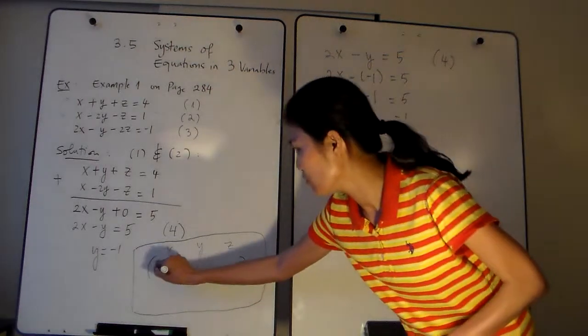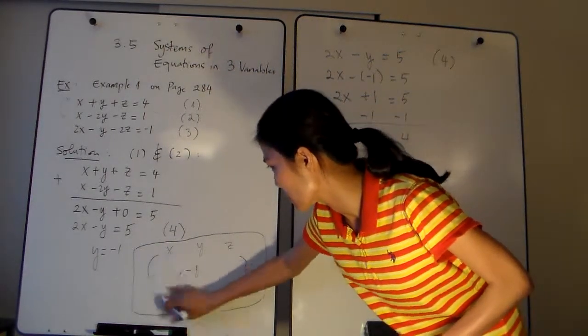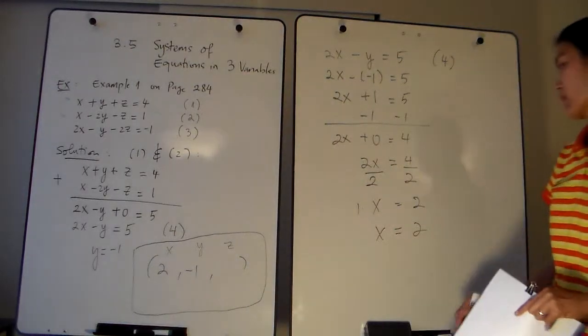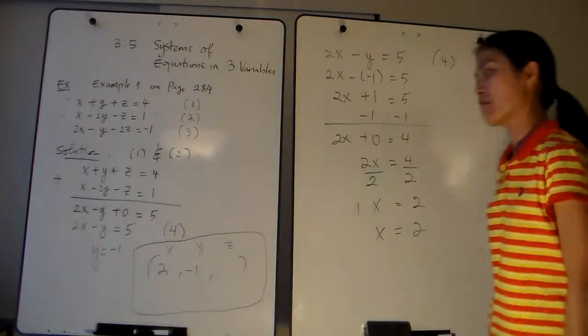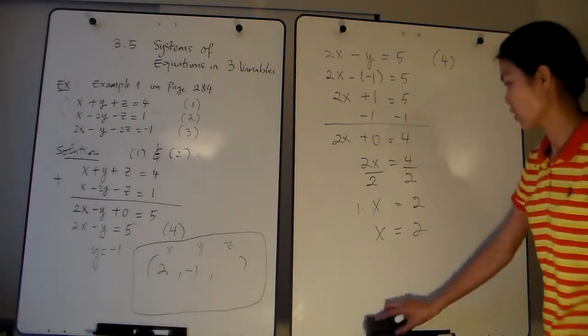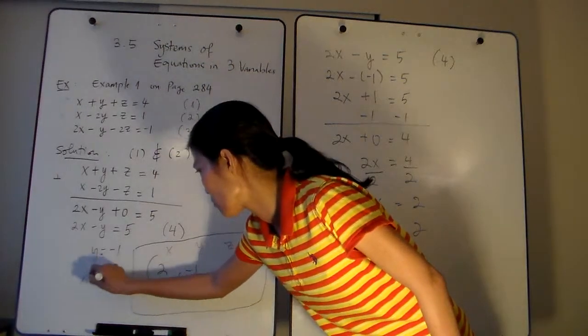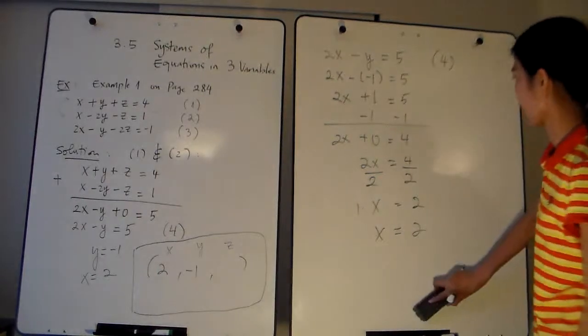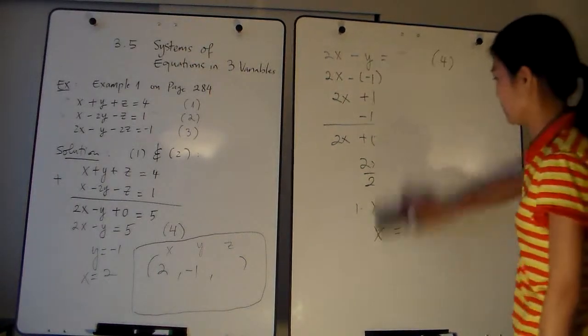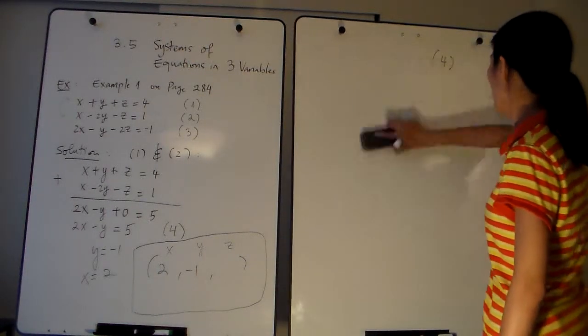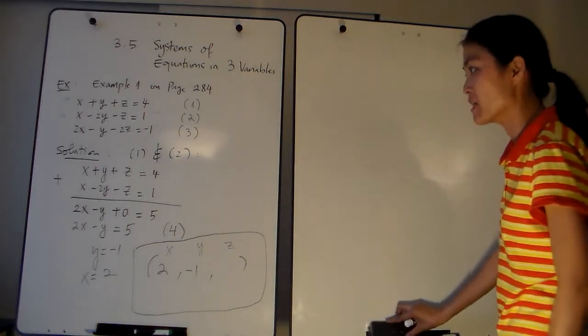So you fill in this space right here, x equals 2. Okay? Now the last variable we need to find is z. Okay? So let me check this out. On the side I write x equals 2 here. Alright, let's solve for z.